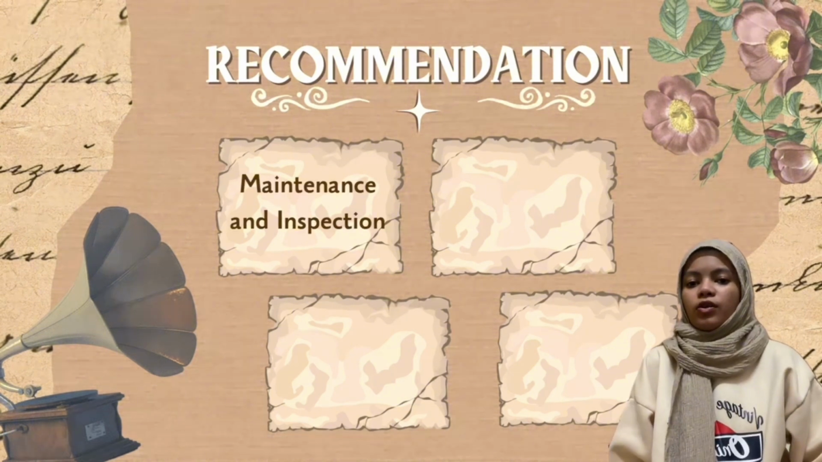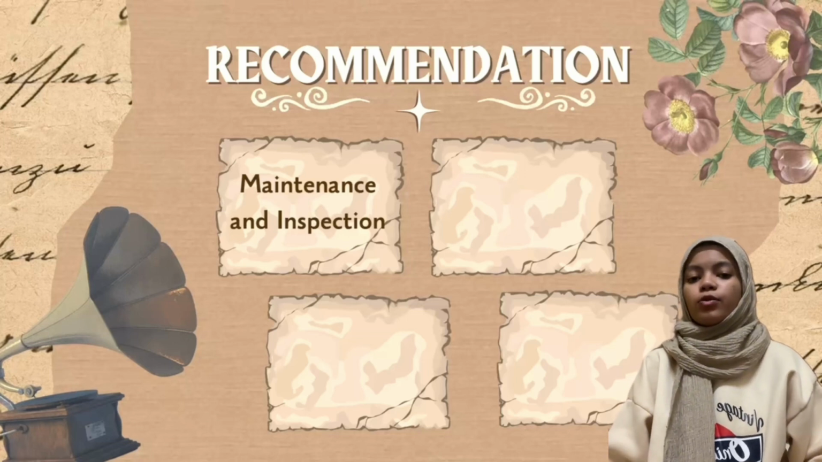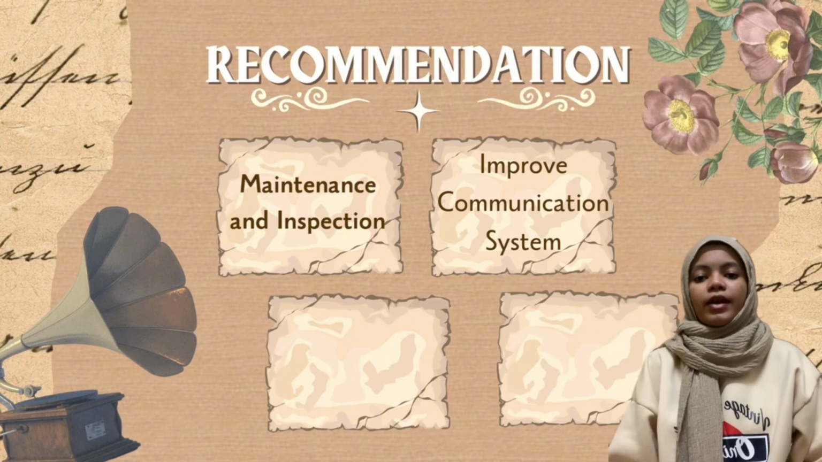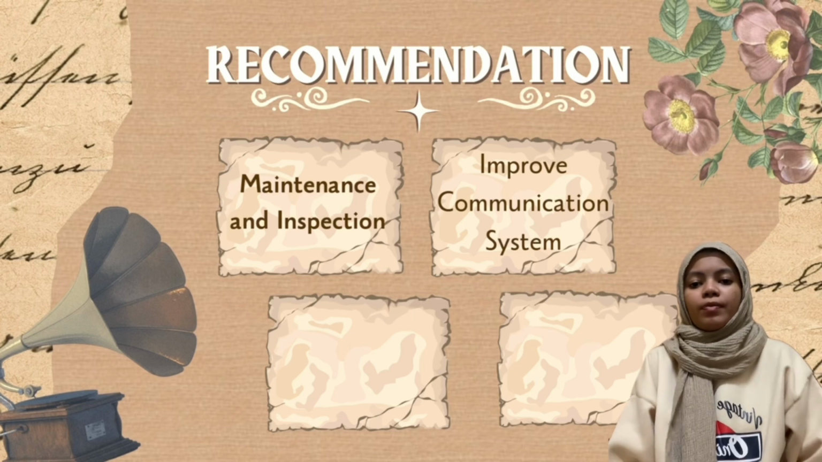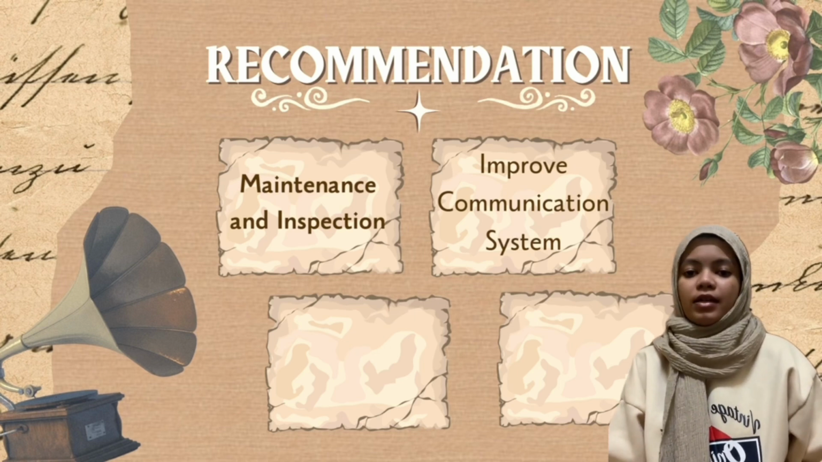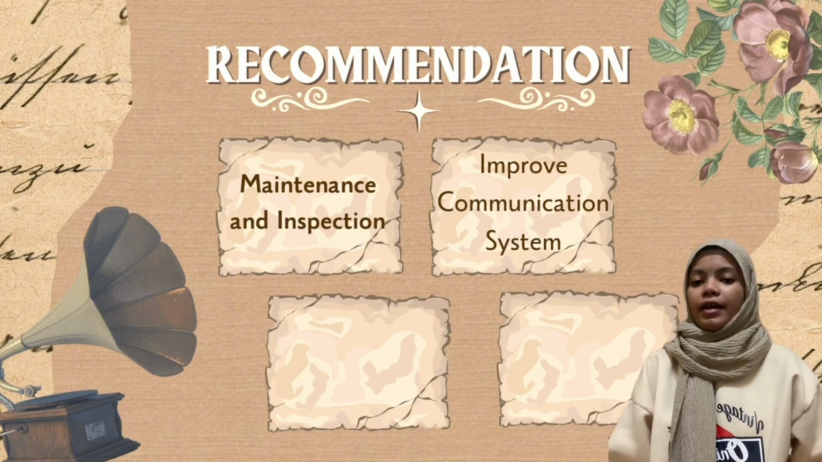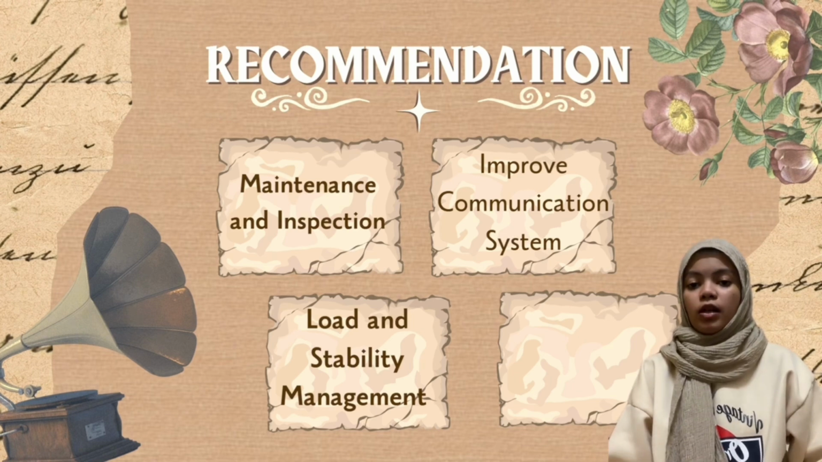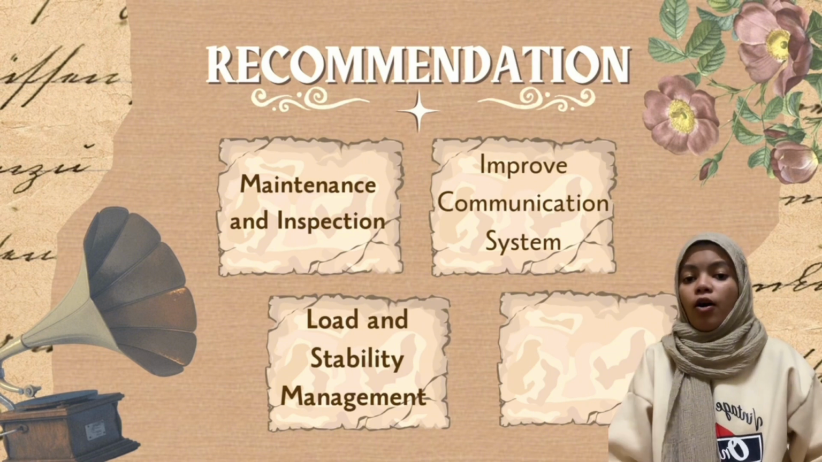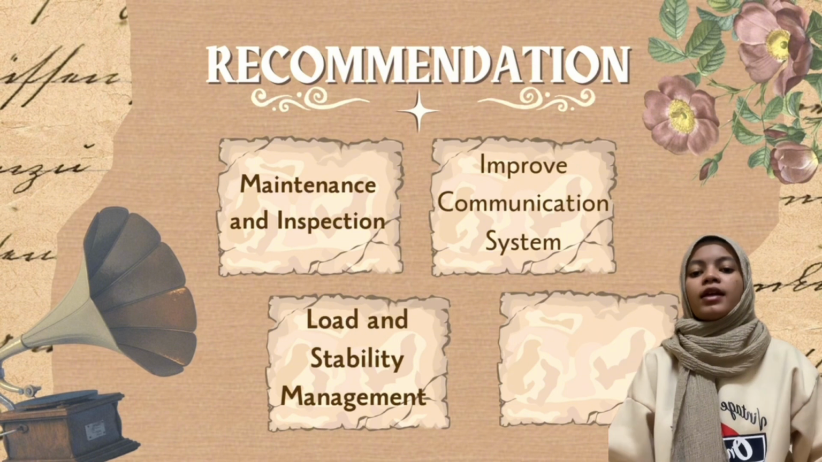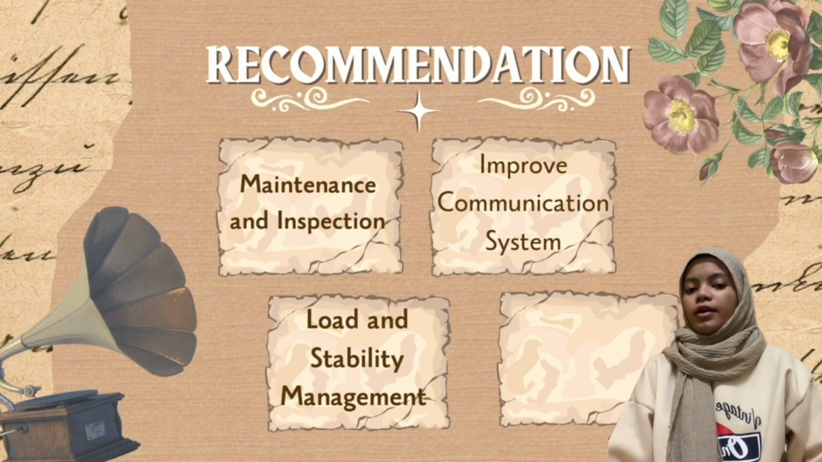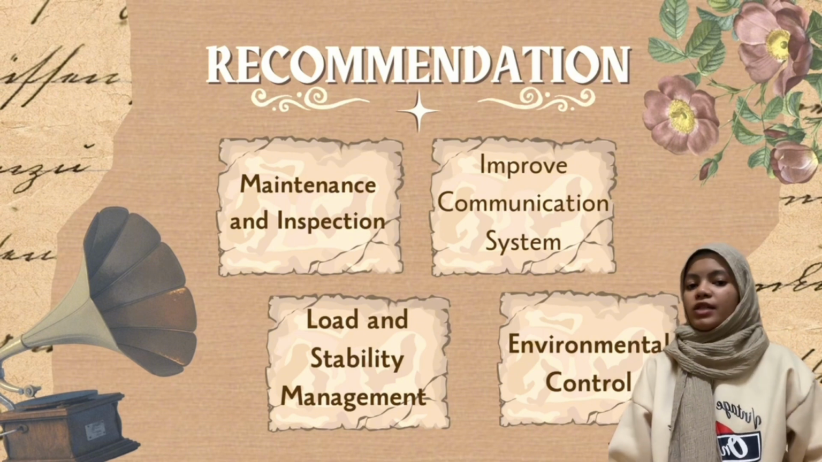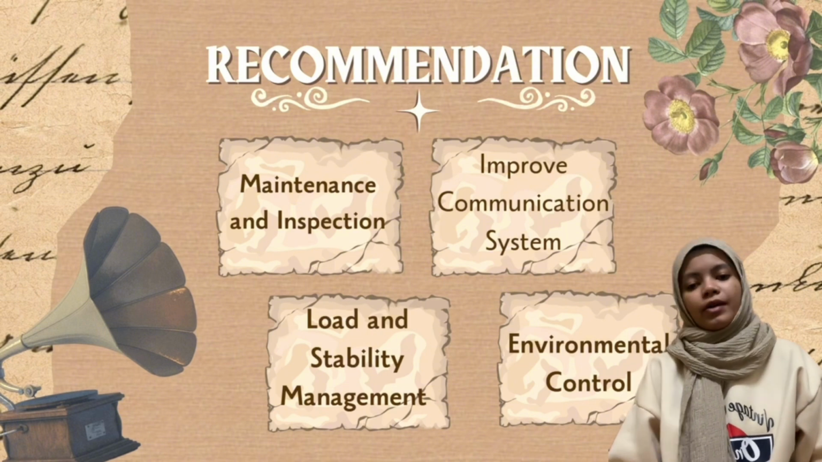Maintenance and inspection. Conduct regular maintenance and inspection of heavy machinery to ensure it is in safe working condition. Next, communication system. Implement an effective communication system such as two-way radio to maintain constant contact between operators and ground personnel. Other ways we can use are hand signals and other visual communication methods when necessary. Load and stability management. Ensure loads are properly secured and balanced to prevent tipping or falling. And for sure, we need to use appropriate lifting techniques and equipment for heavy loads. Next, environmental controls. Monitor and control environmental conditions such as ground stability and weather, which can affect machinery operation.